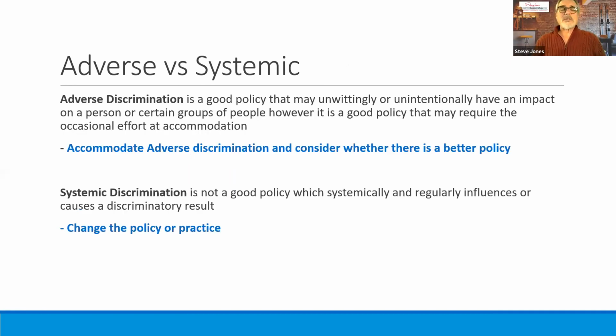Adverse discrimination is considered to be a good policy that may unwittingly, unknowingly, or unintentionally have an impact on a person or a group of people. However, it's still a good policy. And overhauling that entire policy may not be needed. Instead, it may require the occasional effort to accommodate the individual, or the small group of people, that it unintentionally or unwittingly affected. So we try to accommodate adverse discrimination, and in doing so, we ask ourselves whether this is really a good policy. Could we tweak the policy?